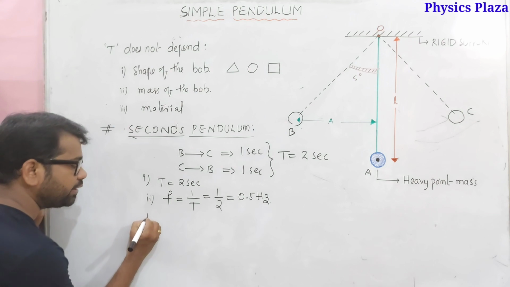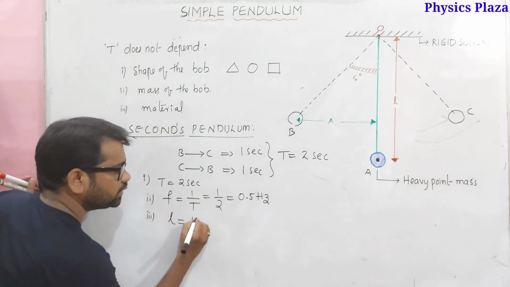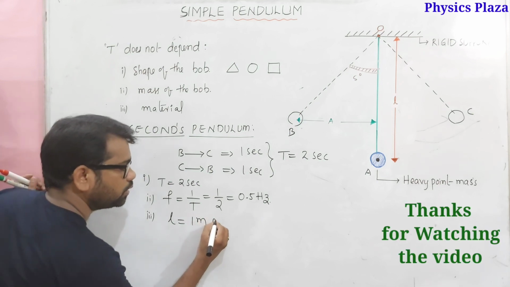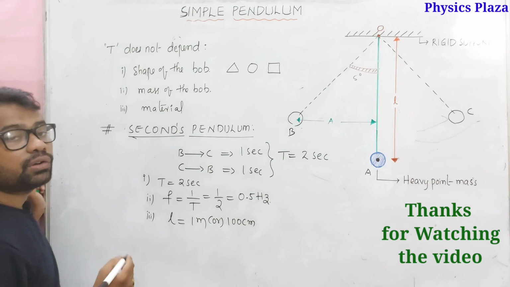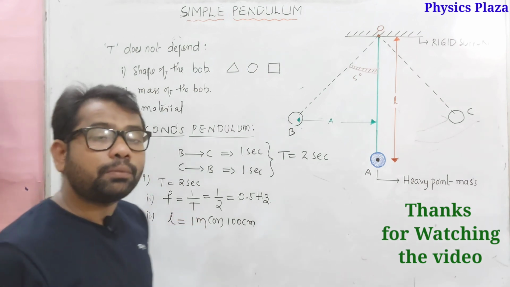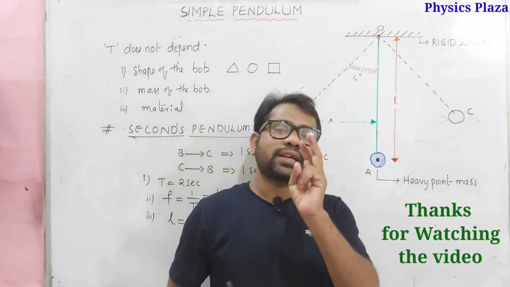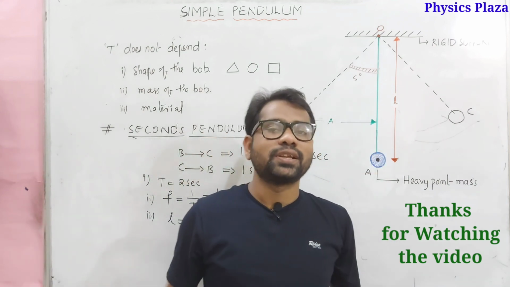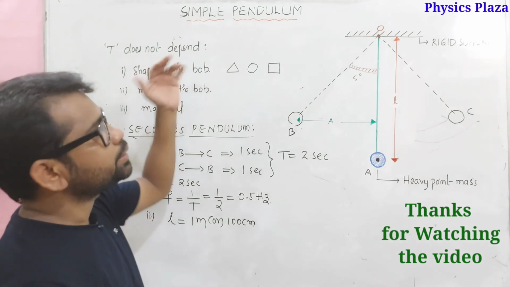And the third point, a very important thing, is what should be the effective length? Children, the effective length of the seconds pendulum is 1 meter or 100 centimeters. Then only what will happen? The simple pendulum with 100 centimeters length, children, will take 2 seconds to complete one oscillation. So children, these are the topics related to the simple pendulum.